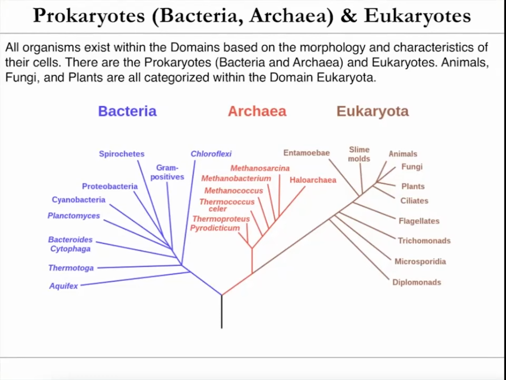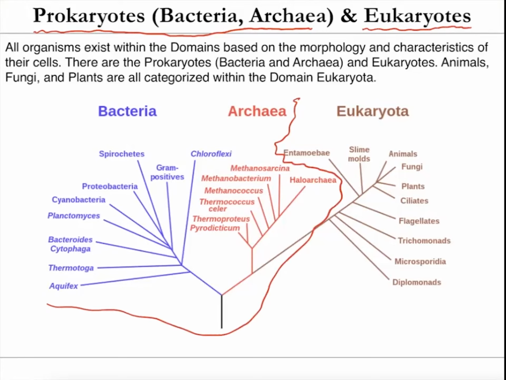So if you look at all the cells on Earth, they can basically be broken up into three different what are called domains. Now, this is debated and some people make cuts at different spots, but for the most part, this is the most accepted model. So these three domains are broken up into prokaryotes, which are bacteria and archaea, and eukaryotes. So the archaea and the bacteria, these are both considered prokaryotes.